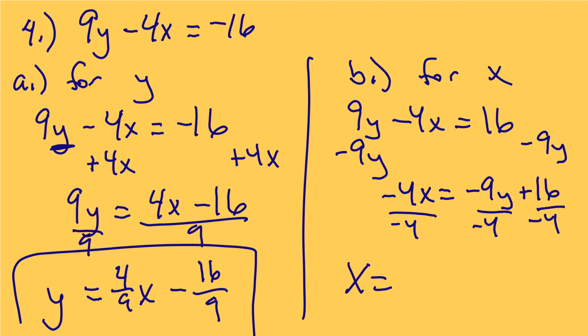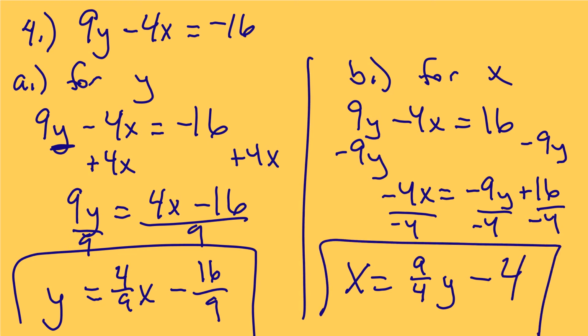I get x equals negative over negative is a positive, so I have positive 9/4 y minus 16 over 4, which is just negative 4, so it's minus 4. Done. And that's it for number 4.